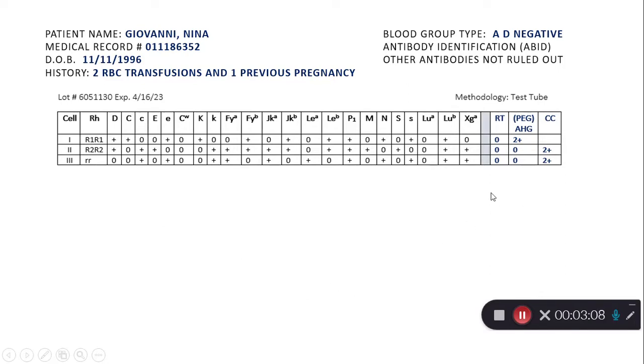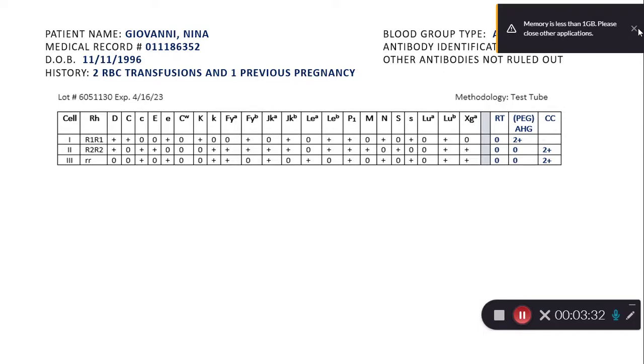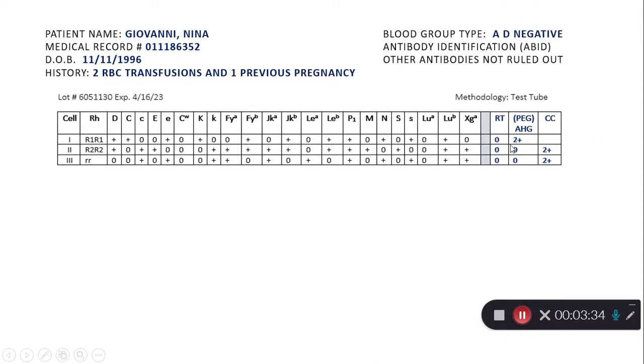On the right over here in blue, you see the phases of reaction. We are using test tube here. I realize that most institutions use gel or solid phase, which does not look at room temperature or immediate spin reactions because they're just trying to find IgG antibodies. But for the sake of educational purposes, we are going to differentiate between cold and warm reacting antibodies.